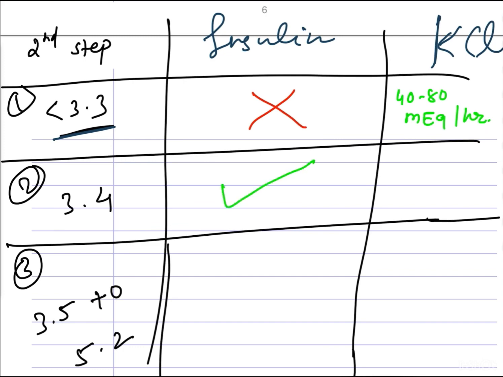We will start insulin, but we will continue the dose of KCL 30 to 80 milliequivalent per hour, because as soon as we start insulin, the potassium level will start to fall due to insulin. To compensate for it, we will give potassium injection, KCL injection.